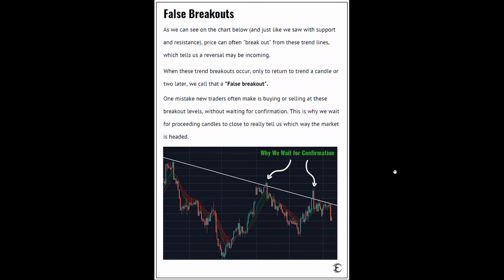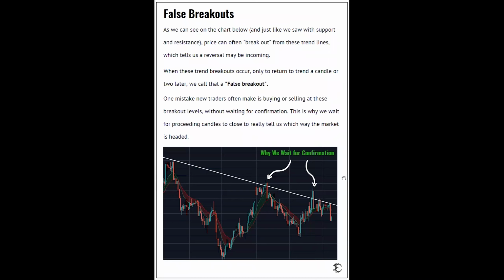So false breakouts, as we can see on the chart below, and just like we saw with support and resistance as well, price can often break out from these trend lines, which tells us that a reversal may be incoming. And the keyword there being may be incoming. So when these trend breakouts occur only to return to trend a candle or two later, we call that a false breakout, which we can see here.